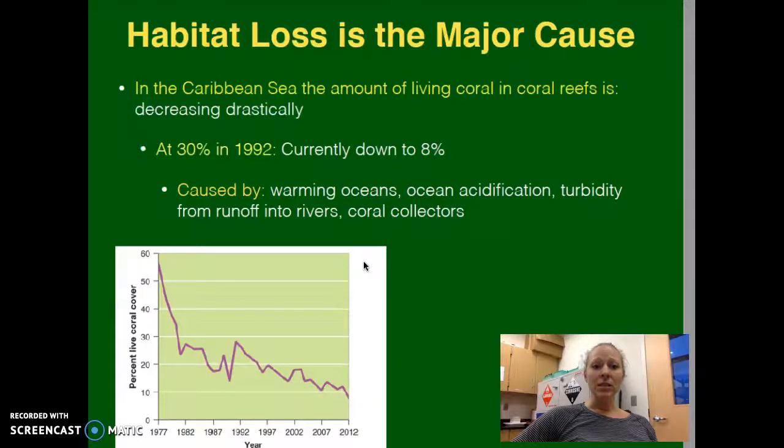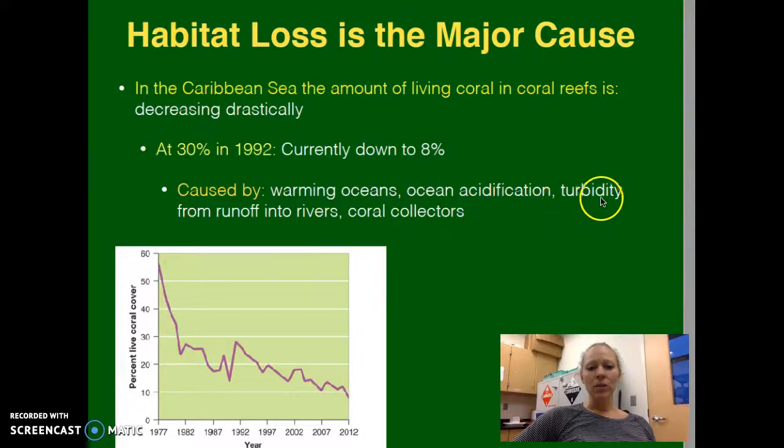In the Caribbean Sea, we have coral reefs, and corals also have an abundance of biodiversity. And in 1992, the amount of living coral in the Caribbean Sea was at 30%, but we are currently down to 8% of the coral still being alive in the Caribbean Sea. And this is caused by warming oceans, ocean acidification, turbidity from runoff into rivers, and coral collectors taking pieces of corals.